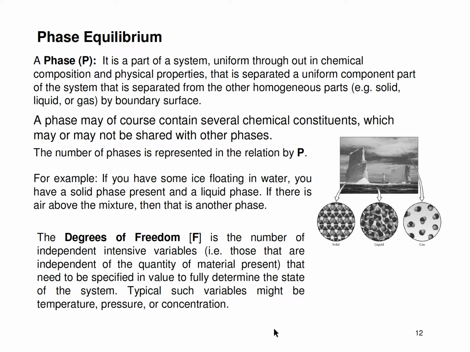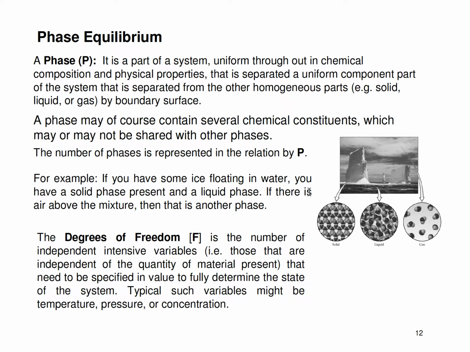A phase is a part of a system uniform throughout in chemical composition and physical properties, a uniform component part of the system that is separated from the other homogeneous parts. For example, we can have solid, liquid, or gas. A phase may of course contain several chemical constituents which may or may not be shared with other phases, and the number of phases is represented by P.